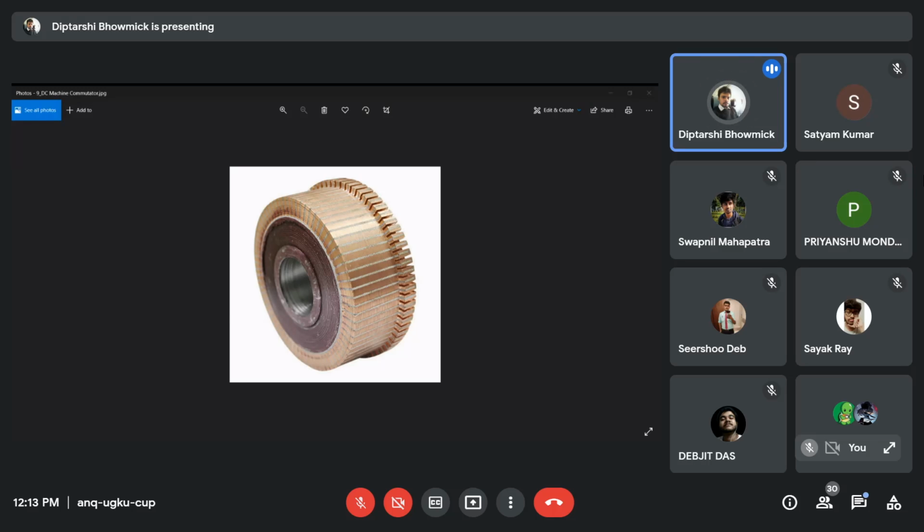Now, why are the mica separators used? Because it is an insulating agent. Every commutator bar should be insulated from the others, because otherwise a short circuit will happen. So that's why the mica separators are used basically.